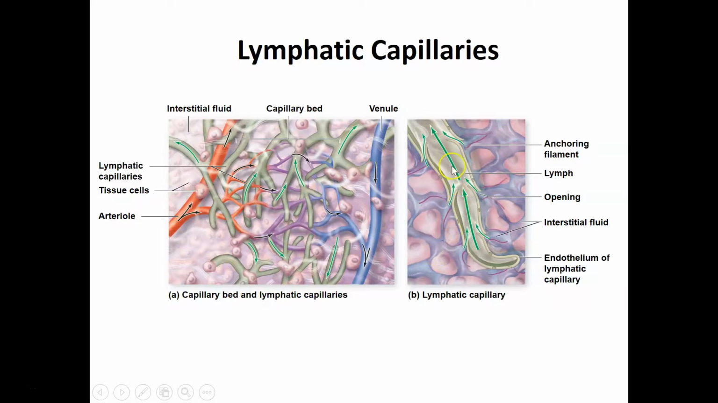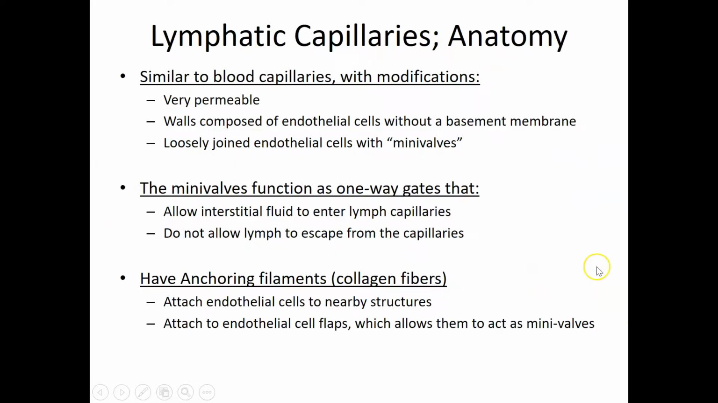So this sucks fluid in, basically, by a pressure gradient. And then that pressure gradient will cause the flap to close, and then the fluid can only flow away from the capillary. So how does that work exactly? It's because of the third feature here. The mini flaps, the mini valves, the loose flaps on the ends of the endothelial cells have collagen fibers attached to the rim. And then these fibers extend out to other structures in the tissue.